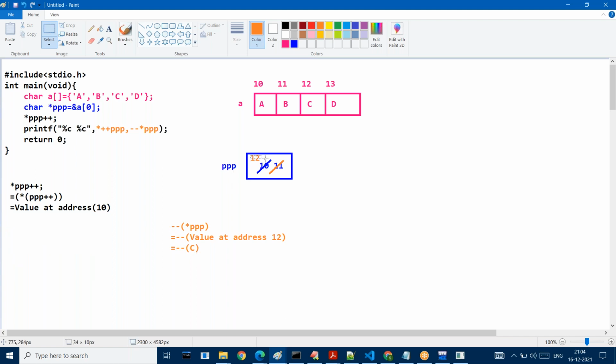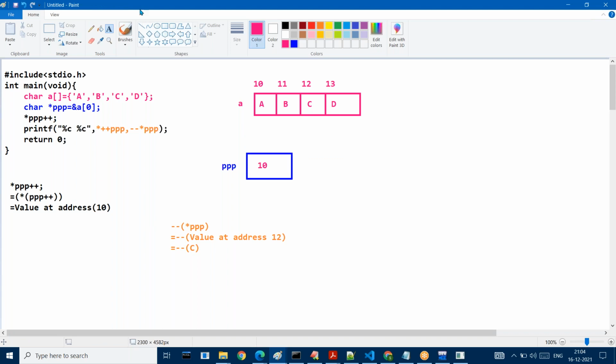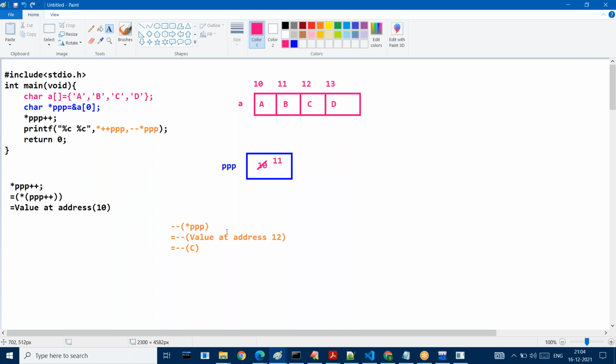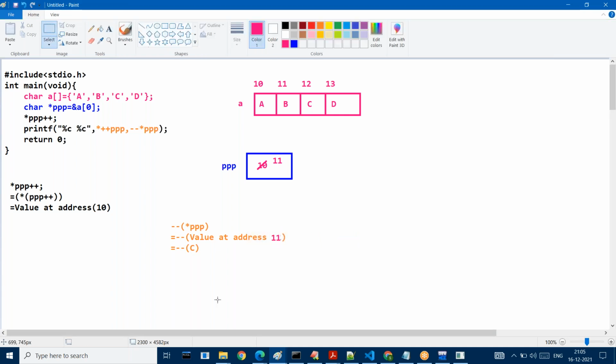Here also I need to make some changes. It initially has 10. Now PPP is incremented, so it becomes 11. Currently it has the value 11. After that, first this part will work. So minus star PPP, value at address PPP. It is not 12, sir. It is 11. Value at address 11 is B. Now minus B means, sir, it will become A. Now A is coming.